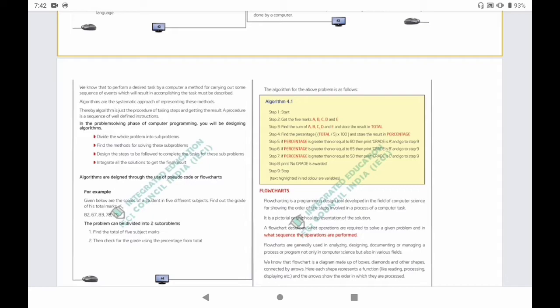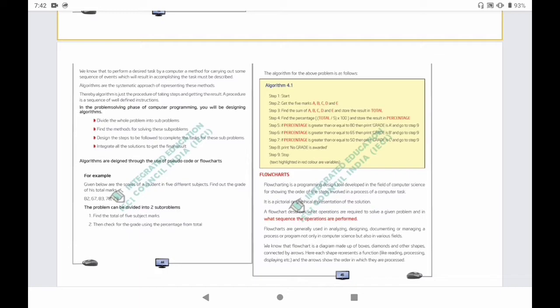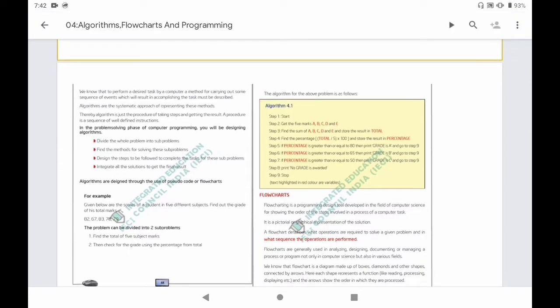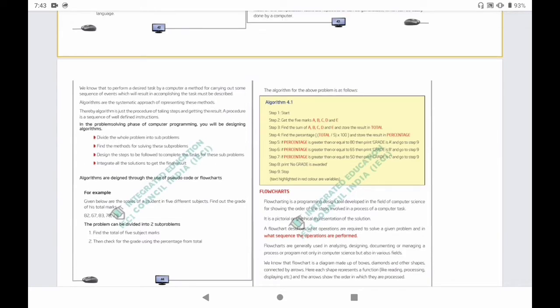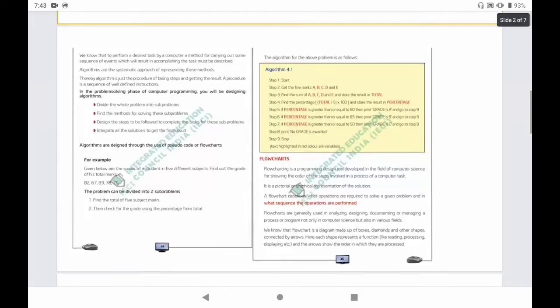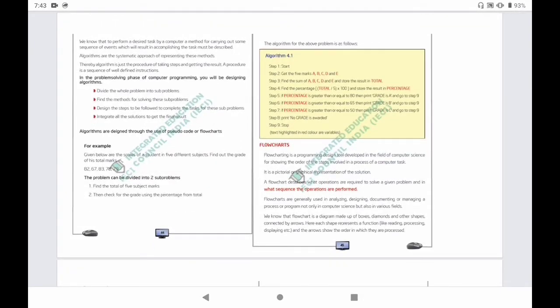If it is multiplication, the multiplication will be the operator. Then if it is a dividing criteria, then the division symbol will be the operator. So this will be the third point: integrate all the solutions to get the final result. What you have to do is assemble all these sub problems into a main problem. Then you can easily find the solution for the particular problem.